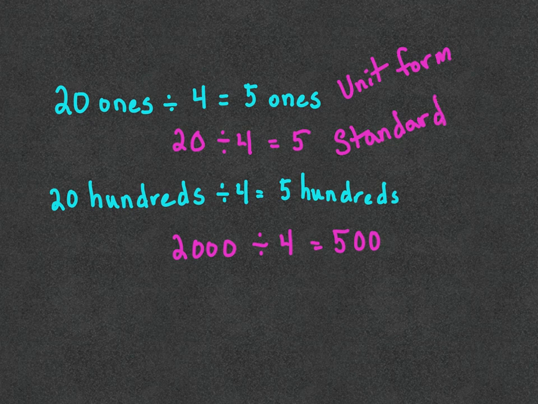All right, next one, 20 hundreds divided by 4 is 5 hundreds. So basically 20 hundreds is really saying 2,000. And 2,000 divided by 4 equals 500. And how does that happen? Well, 4 goes into 20 5 times. And then we have 2 zeros left over, and that would give us the 500.